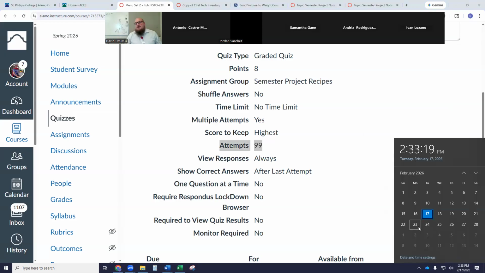Looking at our calendar for next week, we will not have class on the 24th. I have a meeting at the district office on the 23rd, and since I like to keep my classes together, we are not going to have class on the 24th. That will be an independent work day for you.